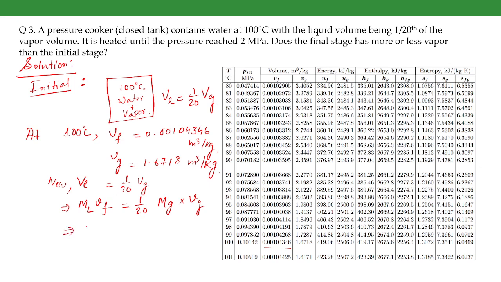So the ratio of the mass of the gas phase to the mass of the liquid phase is equal to 20 times Vf by Vg. So this value comes out to be 1 by 80.11. This is also not a dryness fraction, because dryness fraction is the ratio of the mass of the vapor to the total mass of the mixture present.